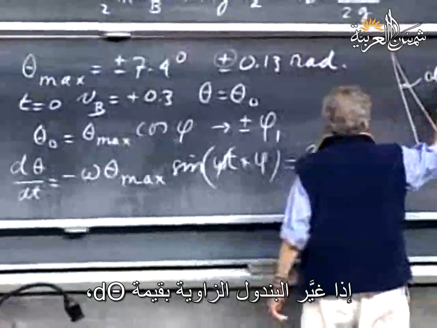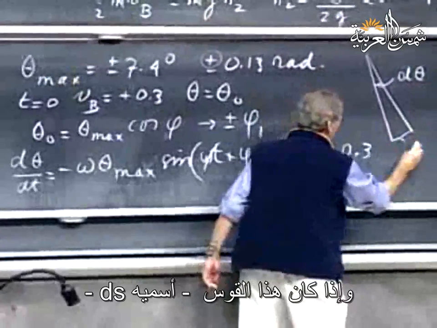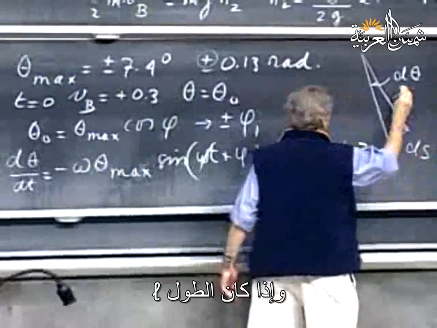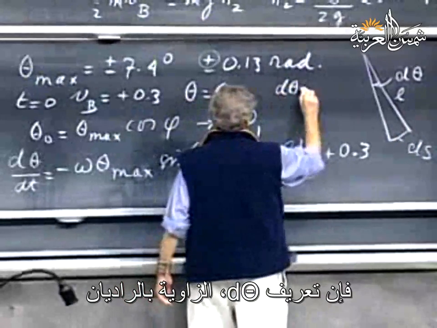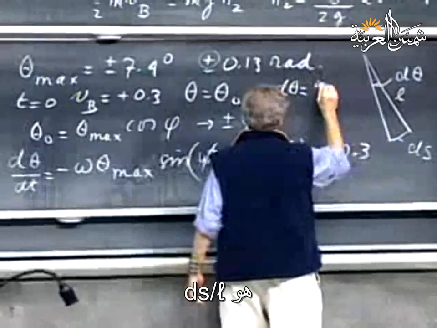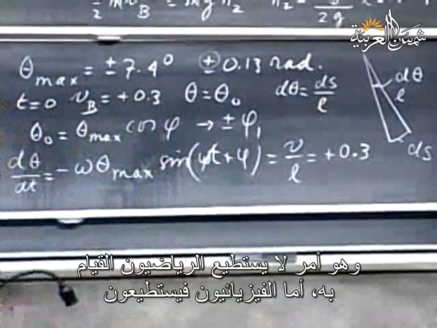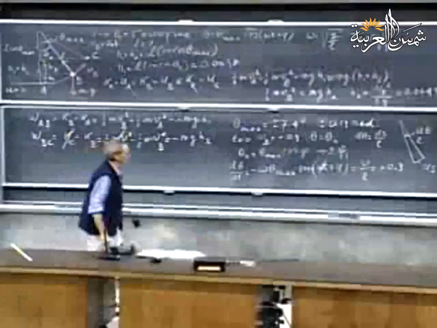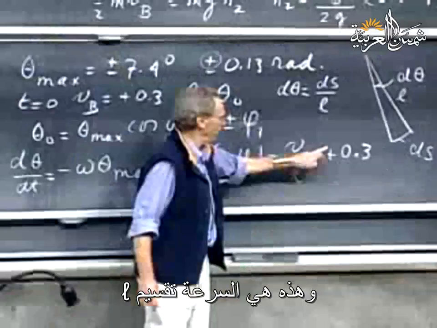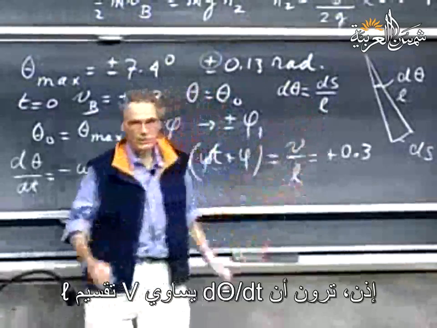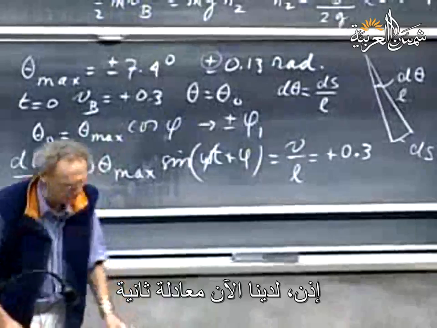If the pendulum changes the angle by an amount d theta, and if this arc here, I call that ds, and if the length is L, then the definition of d theta, the angle in radians, is ds divided by L. If you divide both sides by dt, which mathematicians cannot do but physicists can, then you get d theta dt equals ds dt, and that is the velocity divided by L. So you see that d theta dt is v divided by L. And so we now have a second equation.